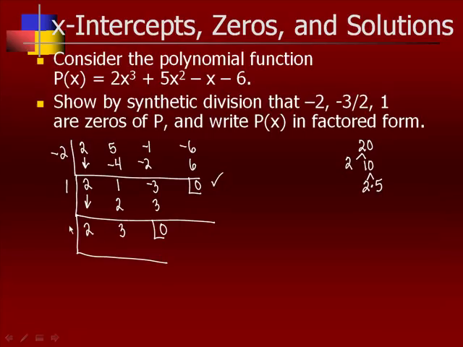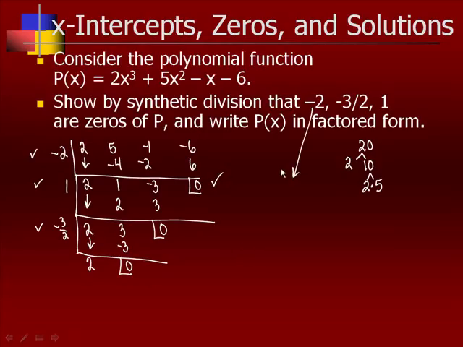Well, let's try negative 3 over 2. We'll drop down your 2. Negative 3 over 2 times 2 would be negative 3. Negative 3 plus 3 is 0. So what we got is that these 3 are definitely zeros because the remainder was 0.